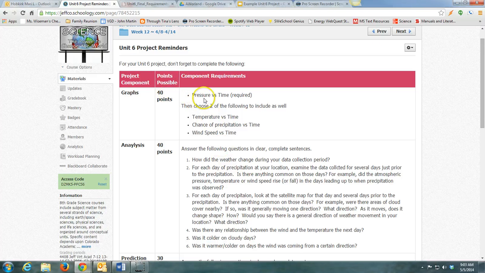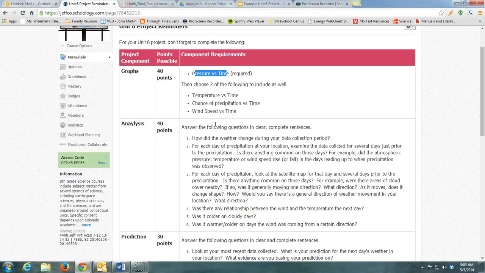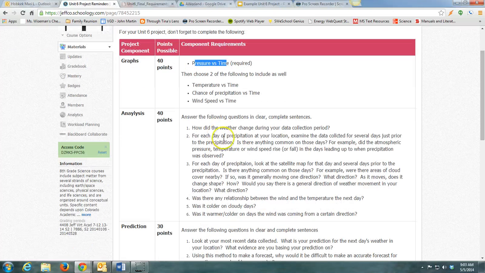So graphs, you need to do at least 3, and you must do pressure and time. Then you can choose which 2 of these you do, and I'll show you in a minute. If you choose to do a 4th one, you could actually earn some extra credit. Then you have some analysis to do, and there are some questions here to guide your analysis.